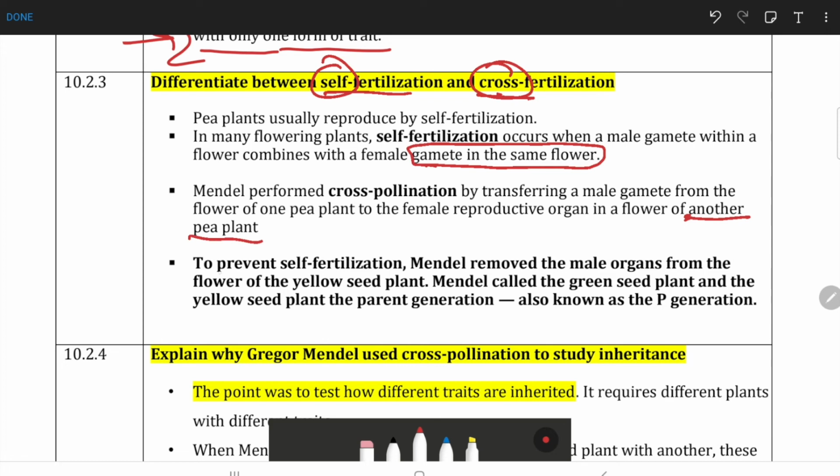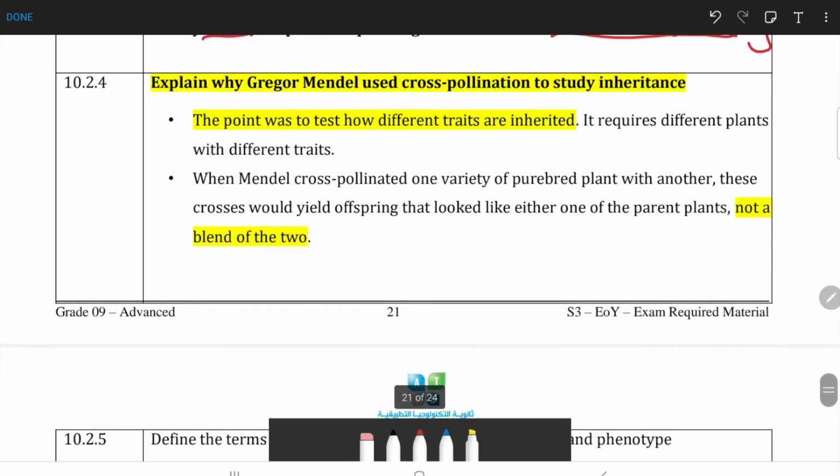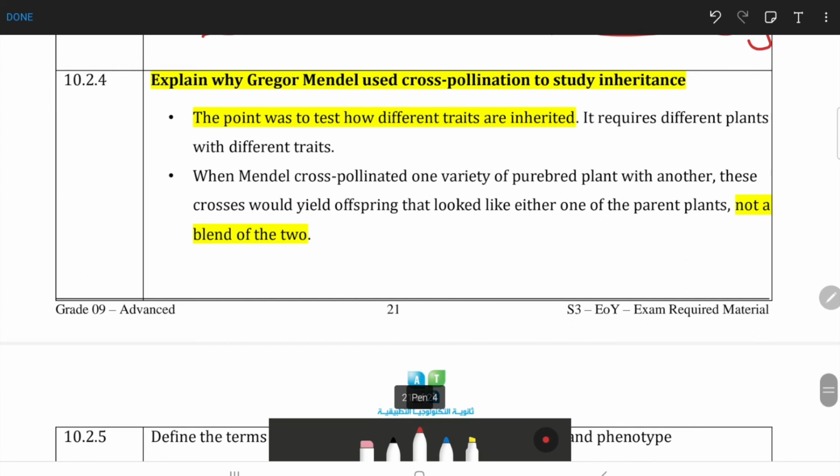To prevent self-fertilization, Mendel removed the male organ of the flower of the yellow seed plant, and then Mendel called the green seed plants and yellow seed plants. So it's also known as the P generation. So basically, the idea behind it is to tell you that Mendel did the cross-fertilization himself.